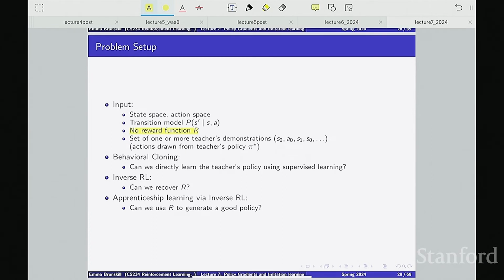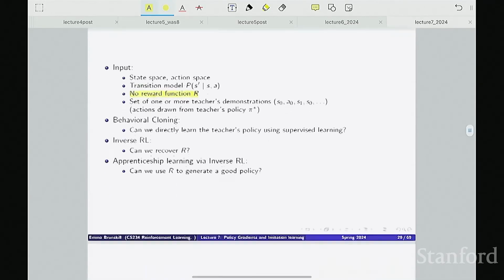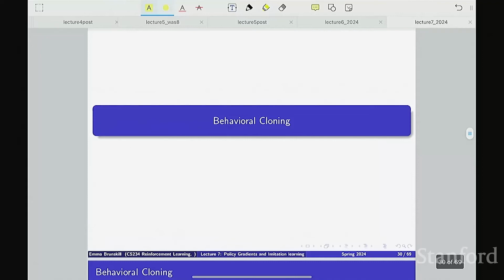In behavior cloning, what we're going to do is just reduce this to supervised learning and try to learn a mapping from states to actions. We're just going to try to clone the behavior. And then we're also going to see whether we can actually recover the reward function that people might be using to generate their behavior. And then if we have that, can we actually get a new good decision policy? But the first one is just to try to directly learn a policy. This is called behavior cloning.